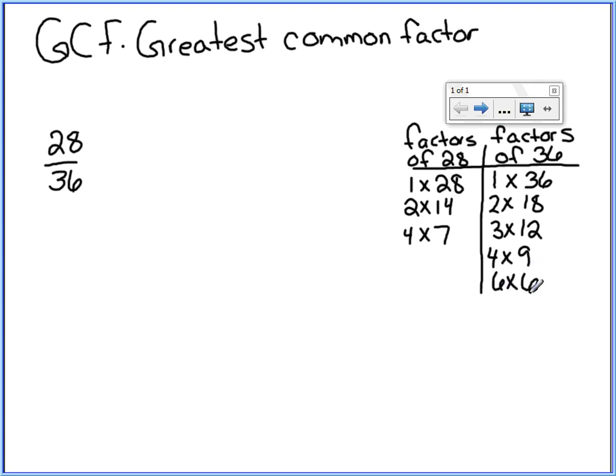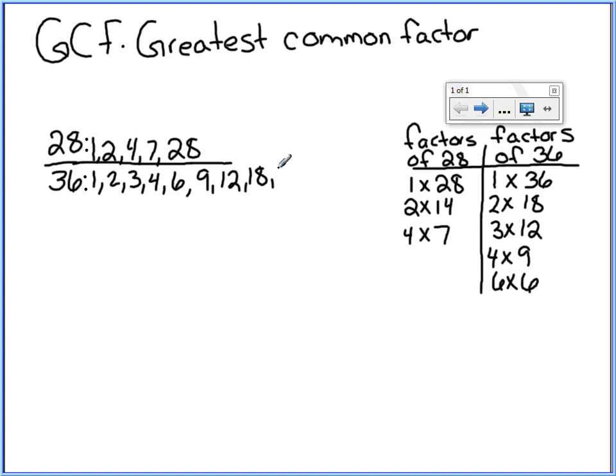I'm going to come over here to my fraction. I'm going to bring out that line just a little bit, and I'm going to add my 2 dots here. And I'm going to write my factors from least to greatest for each number. So 1, 2, 4, 7, 28. And I'm going to do the same for 36. 1, 2, 3, 4, 6. I don't have to write 6 again. I can just write it once. And then 9, 12, 18, 36. I'm going to extend this line a little bit.